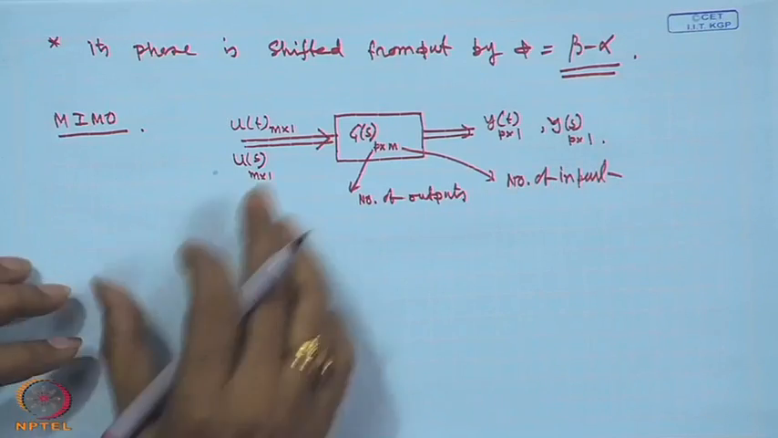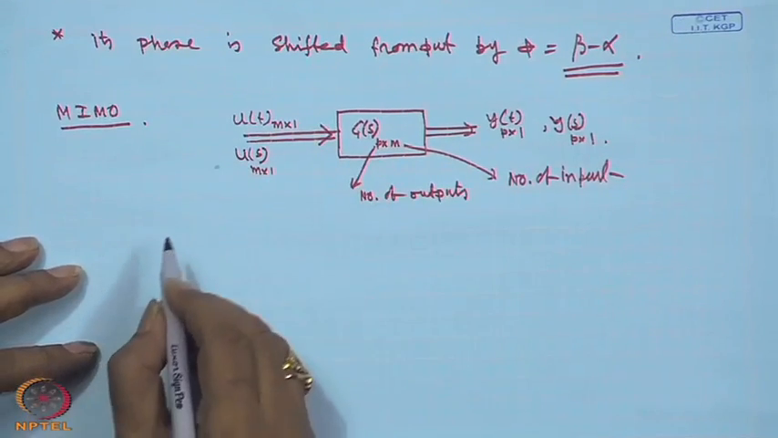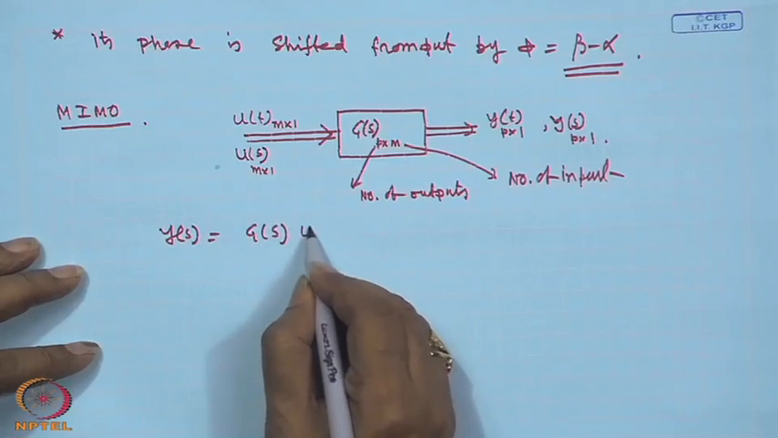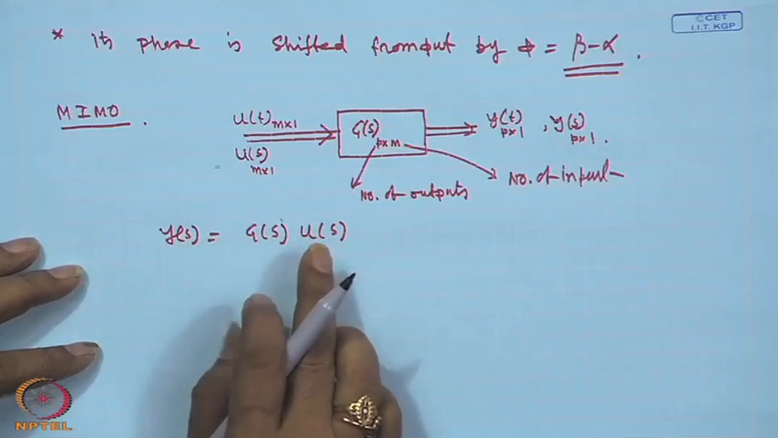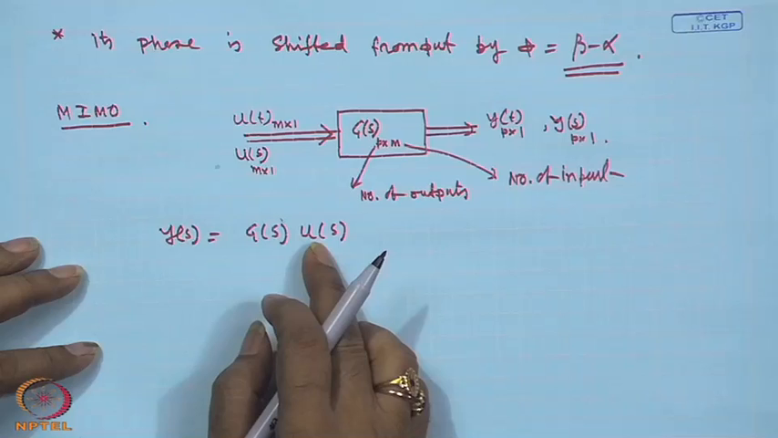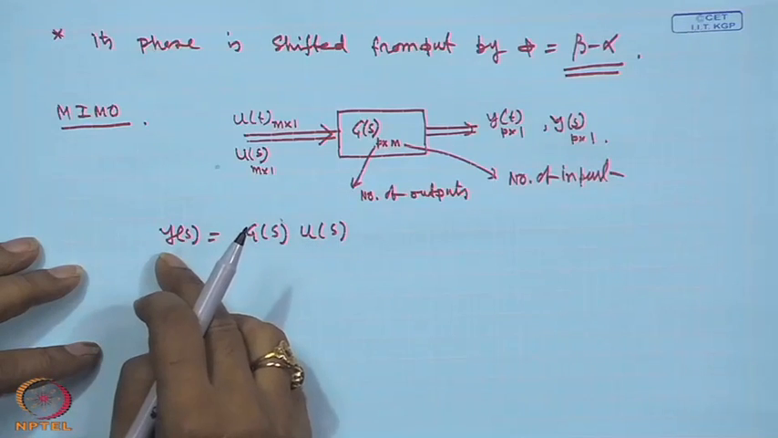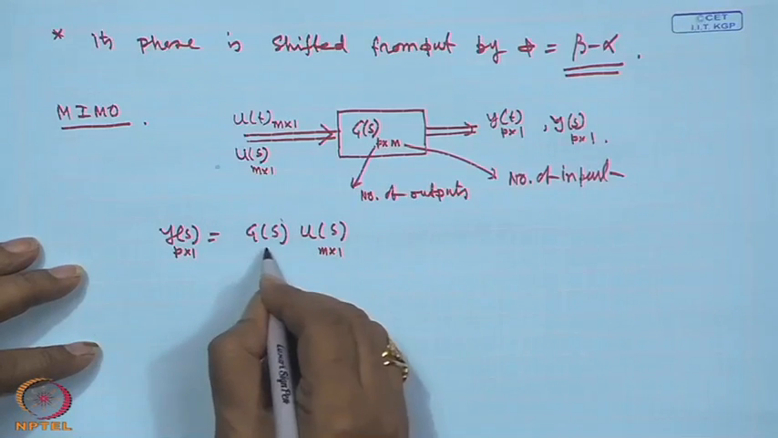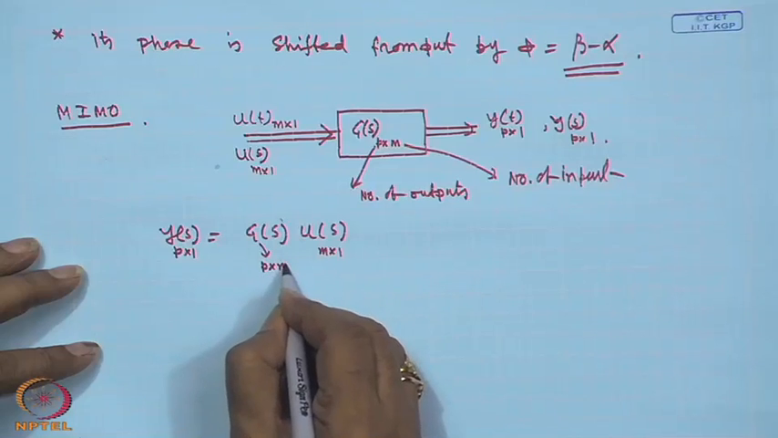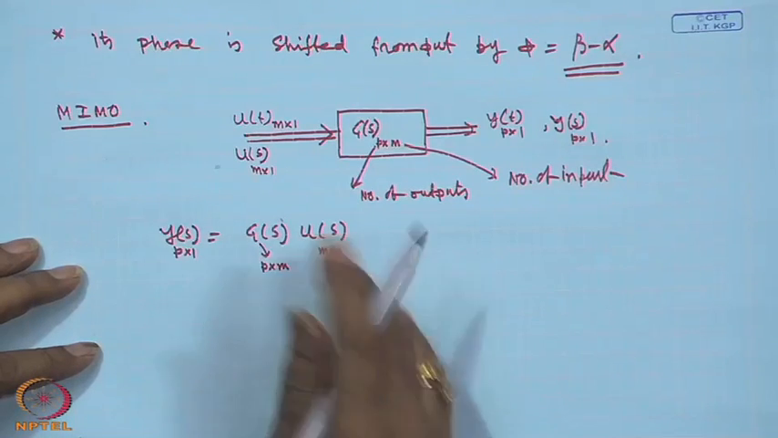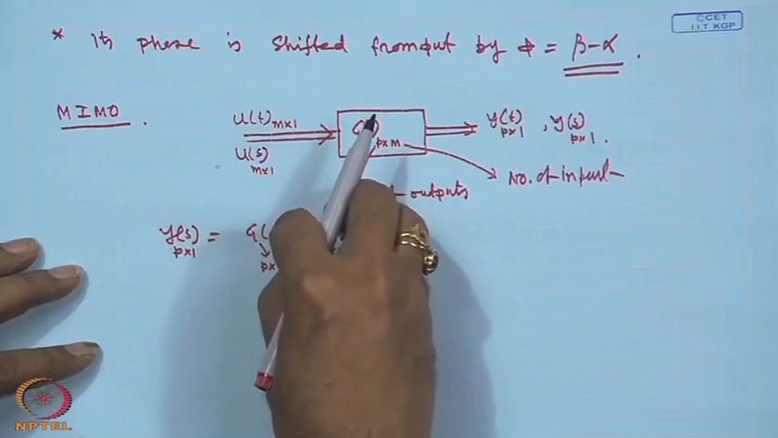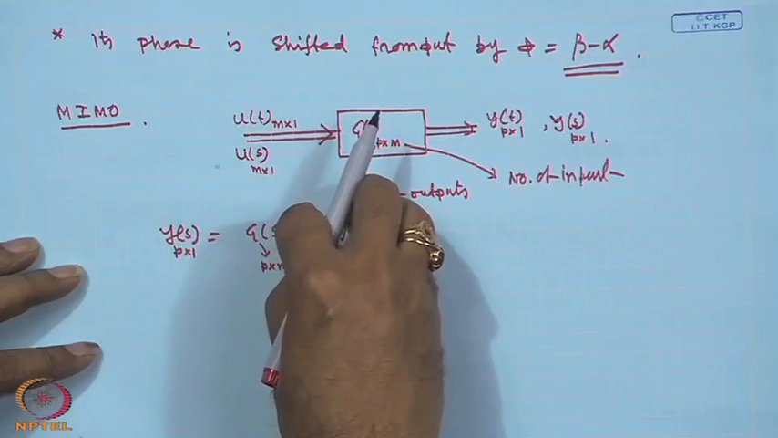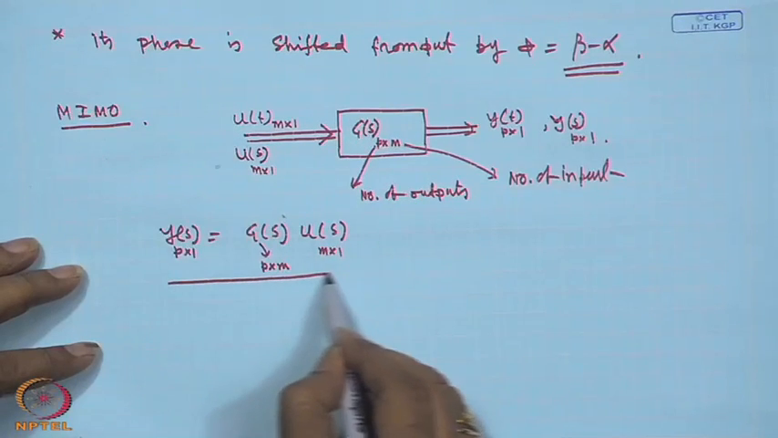So, if you write the transfer function matrix input output relation, we can write Y(s) is equal to G(s) into U(s). You cannot write for a multi input multi output system the transfer function as Y(s) divided by U(s), because Y in your case is a vector p cross 1, U is m cross 1, and in turn G will be a p cross m. So, you cannot divide; you have to write some transfer function matrix multiplied by the input vector is equal to the output vector. So, this is the expression for this one.